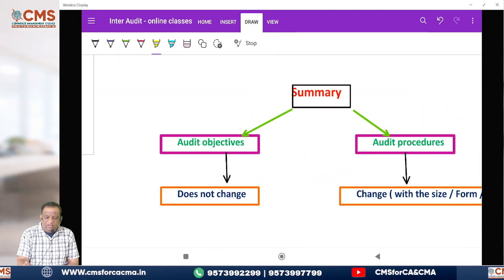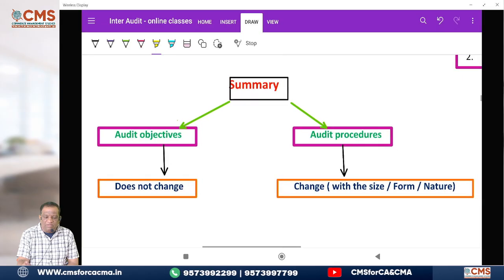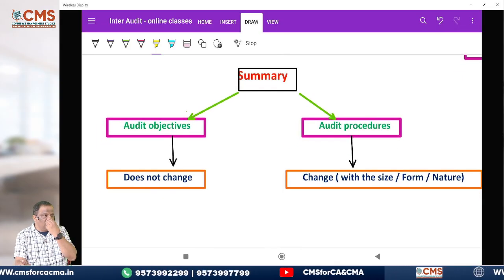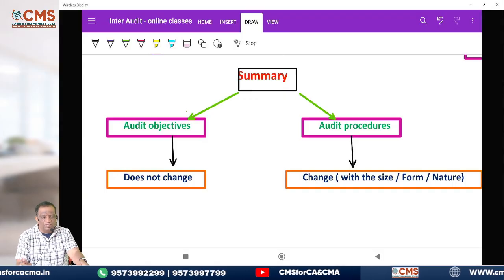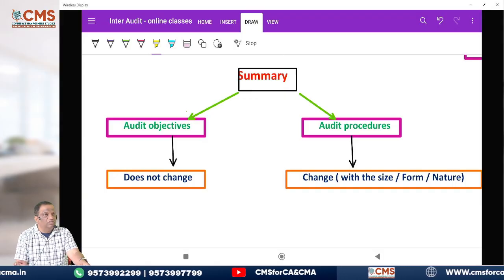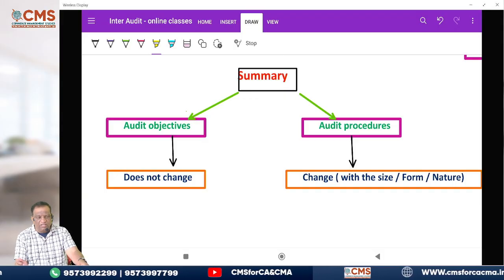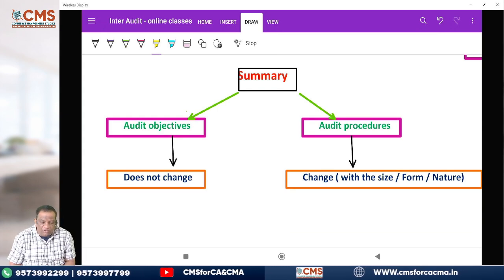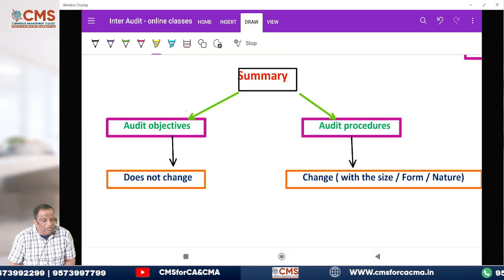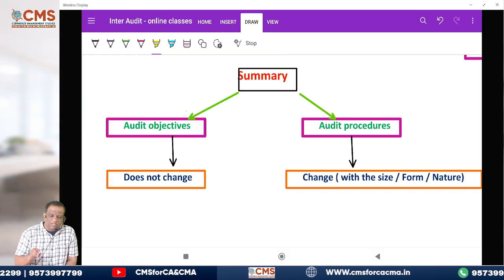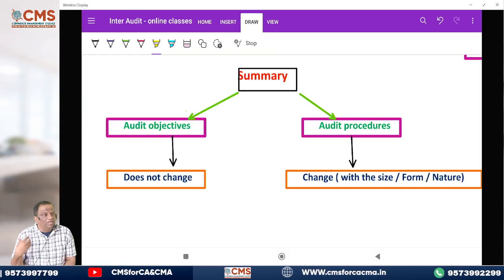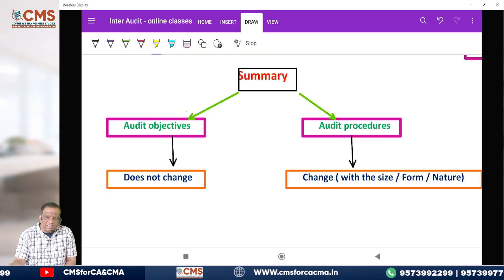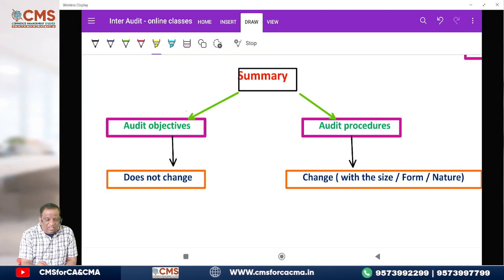But the conceptual question he may ask is: with the change in size and with the change in form, because while defining audit, we said audit is an independent examination of an entity, whatever it is, irrespective of the size. But then, will the auditor perform the same procedures? Will he do the audit in the same way for a small entity, a proprietor concern, as for bigger entities? The answer is no.